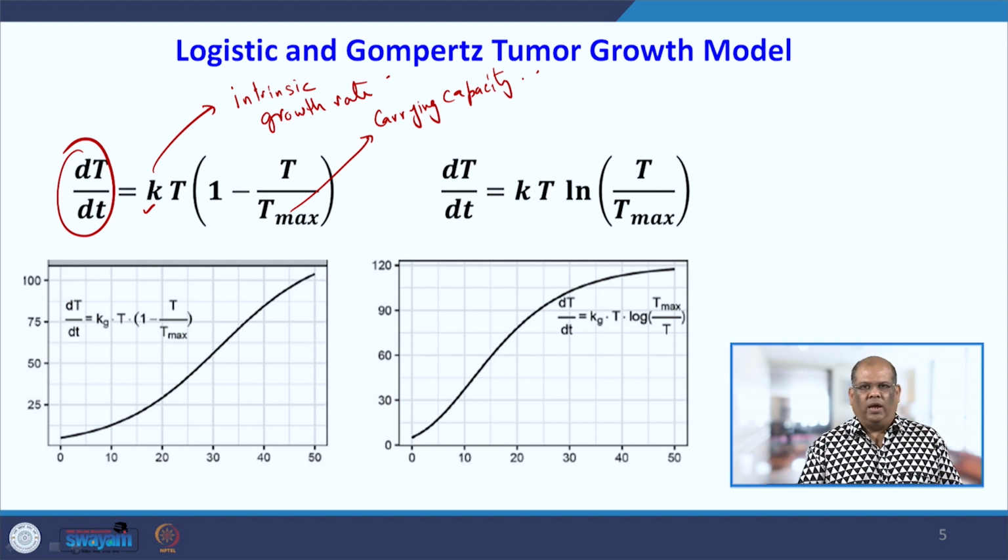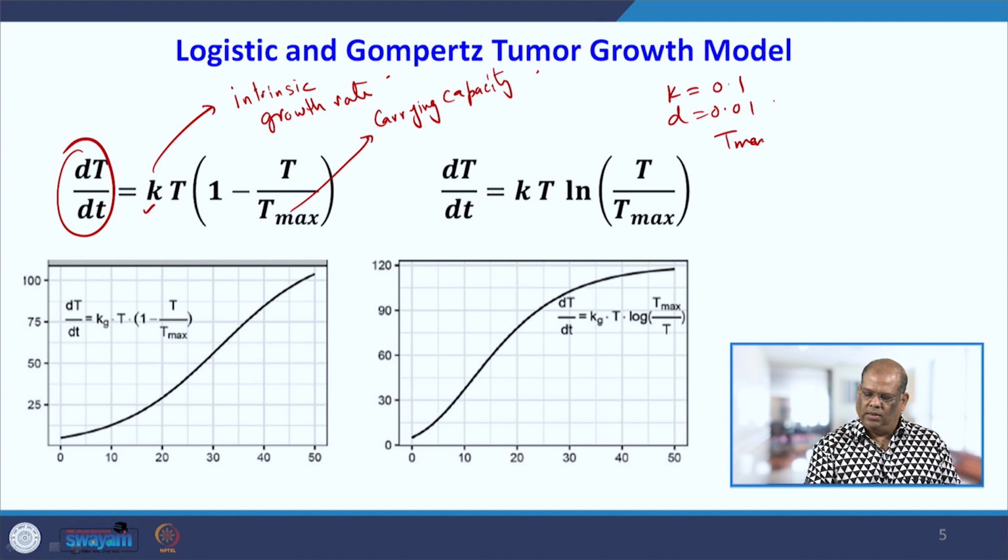So, the carrying capacity is the maximum resources that the environment can sustain. In this particular case, the tumor gets its resources from the body. So, it is the maximum tumor cell that your body can sustain, and this k is the growth rate. If you plot them with the values k equal to 0.1 and d equal to 0.01 and your T max is equal to 120, you will be able to generate this figure.